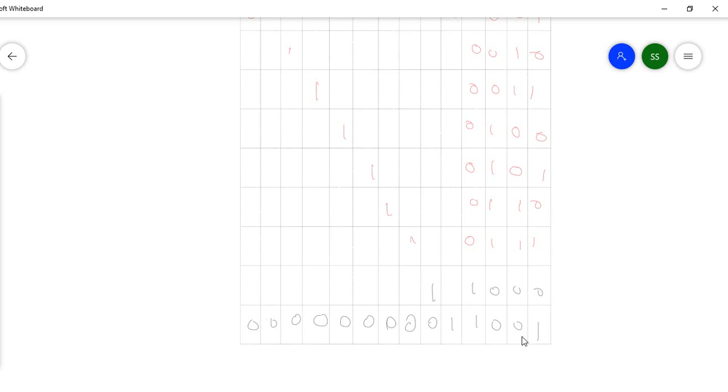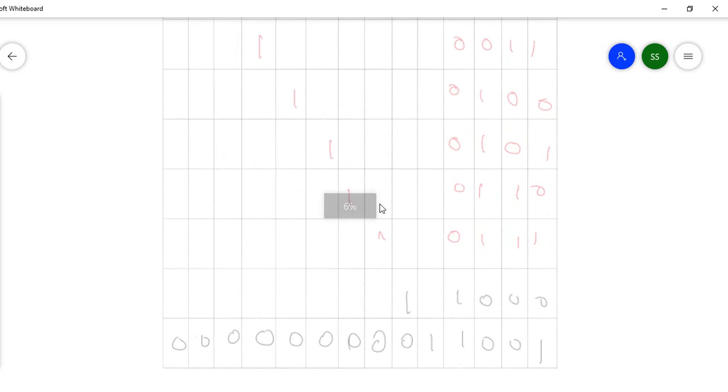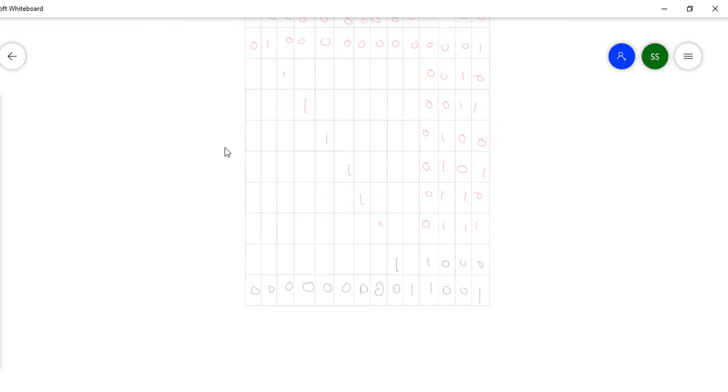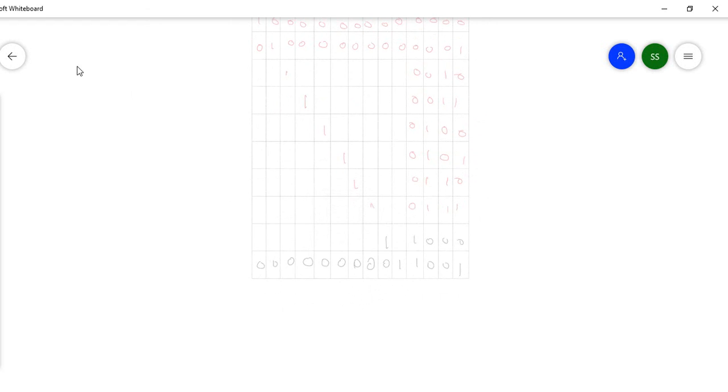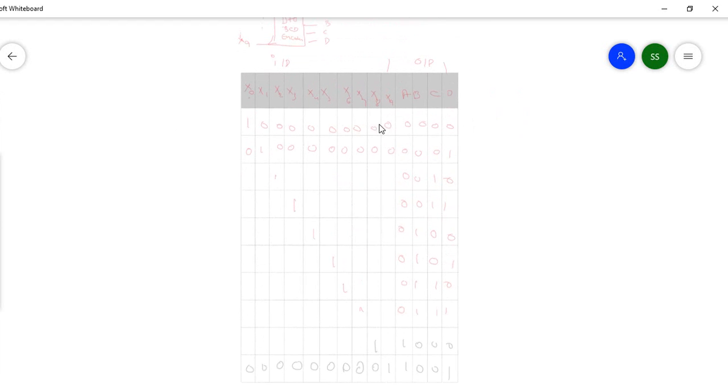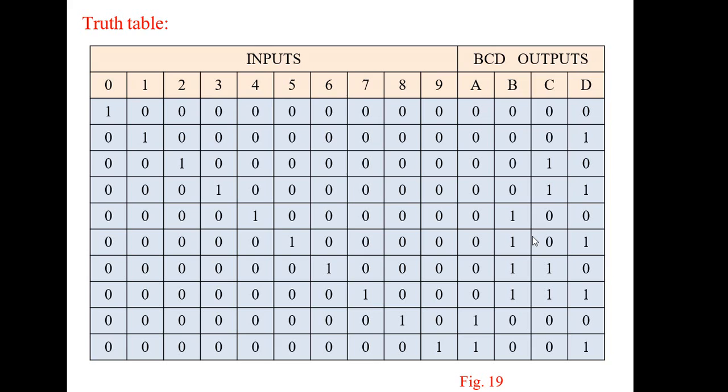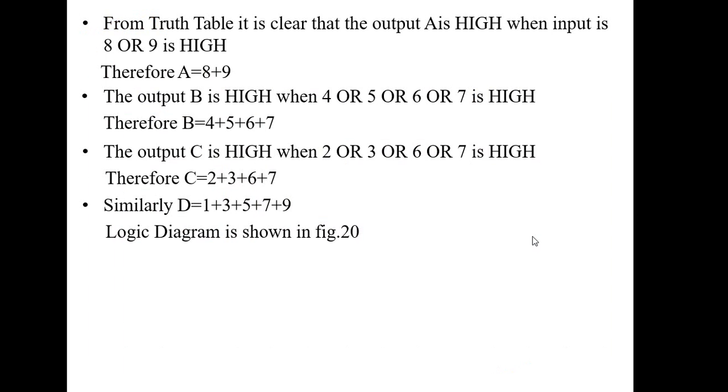From this table we can check something. Whenever a particular bit is high, we get that corresponding code. It is not like 2 to 5 or 3 to 5. When x5 is 1, we get 0 1 0 1. That is how we do the decimal to BCD encoding. This is what we discussed about the truth table. In this truth table we can discuss what is actually done. See, it is clear that output A is high only when the input is 8 or 9.